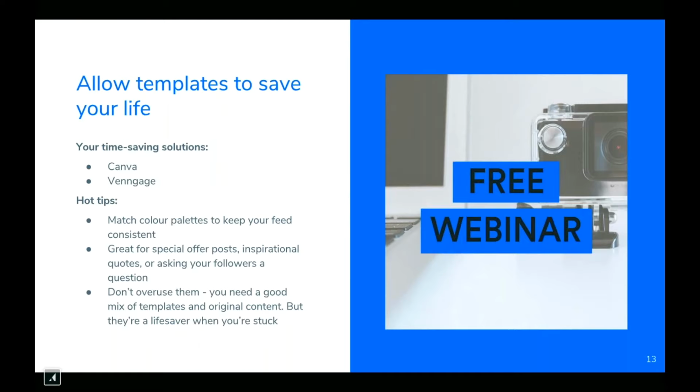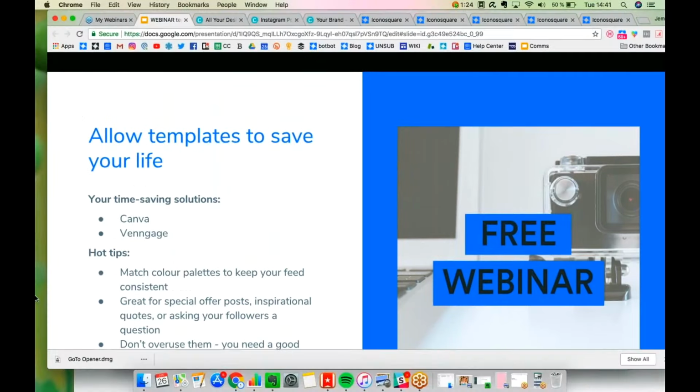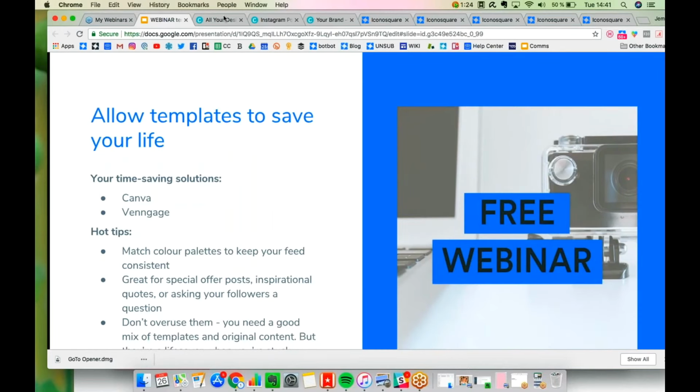Basically, any post where the text is the main point, so you don't want to hide the text in the caption. You want it to stand out and be the main part of the photo. Obviously, don't overuse them because you need a good mixture of templates and original content, but they're a real lifesaver when you're stuck. And I'd recommend having some on reserve and ready to go in case of emergencies. So I'm just going to give you a quick tour of the tool that we use here at Iconosquare to create templates, and that's called Canva.